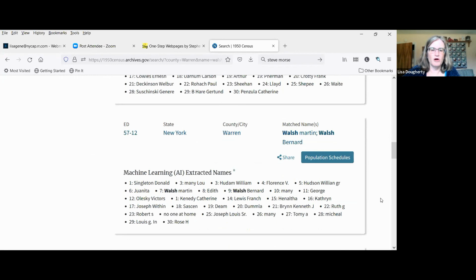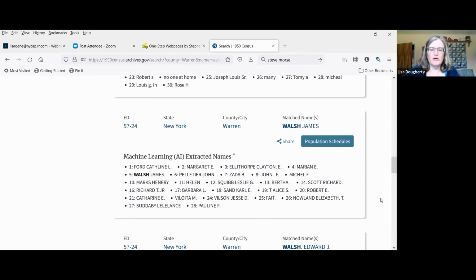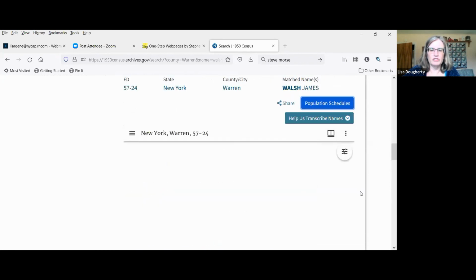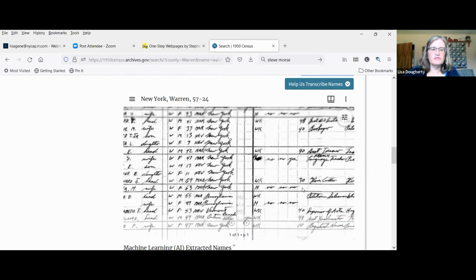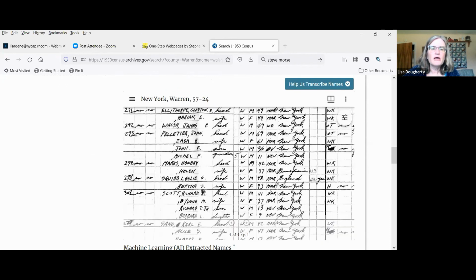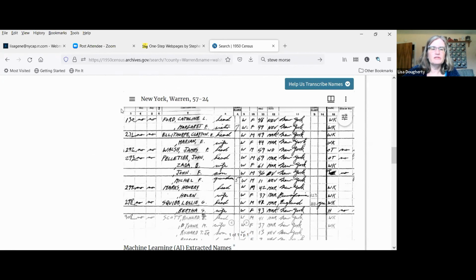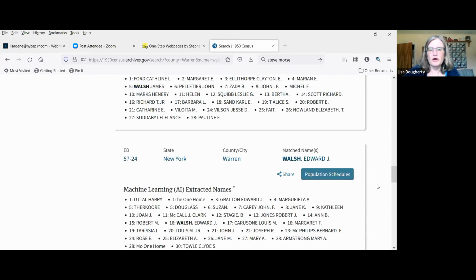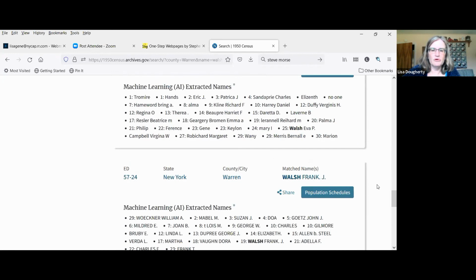If we keep going down, now we've got more Walshes. We've got Walsh Martin and Walsh Bernard, and I know that's not them, so I'm not going to click on them. Here we've got another James Walsh. Population schedule, click on, and we're going to zoom in and see if this is the right one. That's a James F. Walsh living by himself. That doesn't look like the right one either. So you see, you do have to do a little bit of scrolling through to see if you can find where your person is.